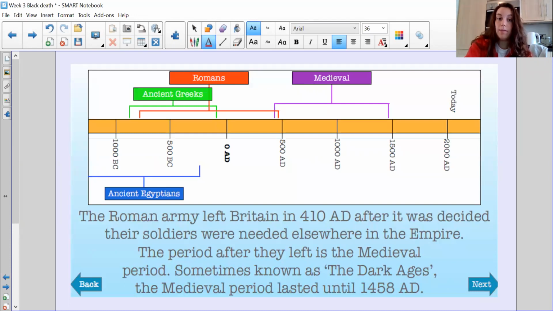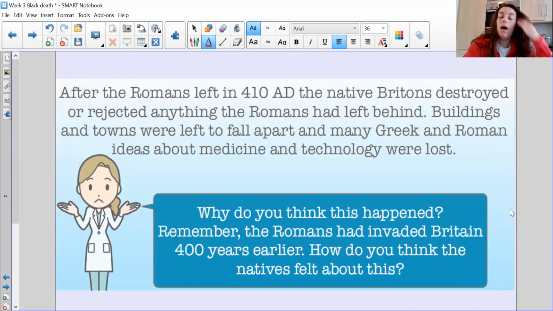So this week we're going to be looking at the medieval period. So we've looked at the Romans, and now from 500 AD, around that time, to 1500 AD. The Roman army left Britain in 410 AD, after it was decided their soldiers were needed elsewhere in the empire. The period after they left is the medieval period, sometimes known as the Dark Ages. The medieval period lasted until 1458. After the Romans left, the native Britons destroyed and rejected anything the Romans had left behind. Buildings and towns were left to fall apart, and many Greek and Roman ideas about medicine and technology were lost.